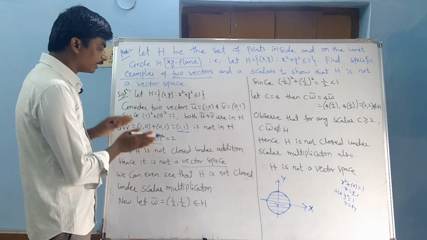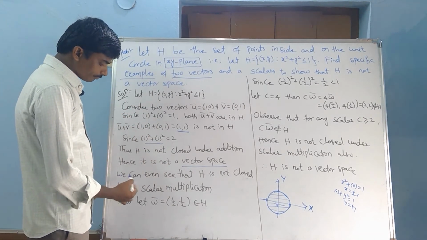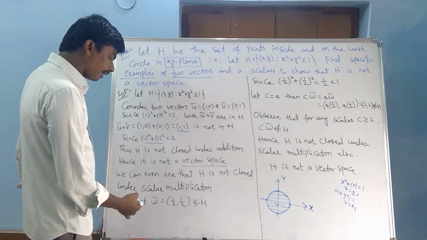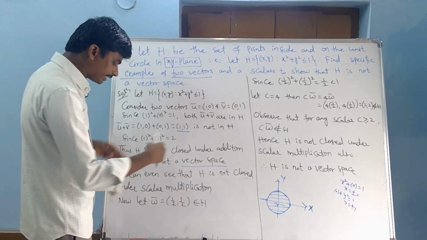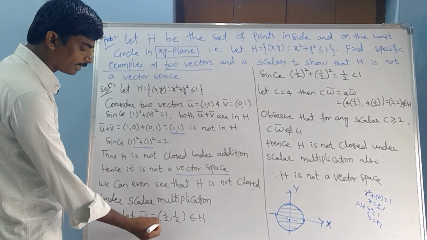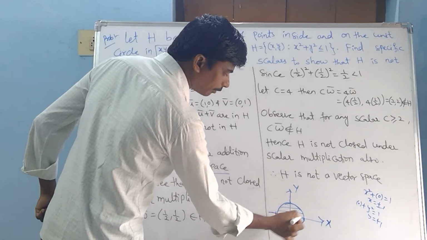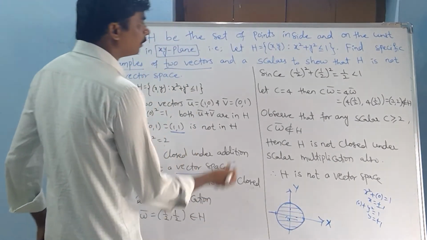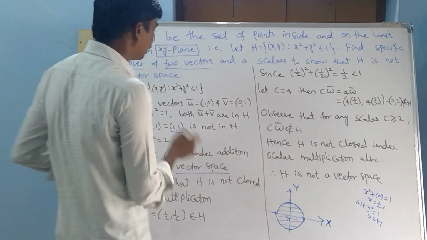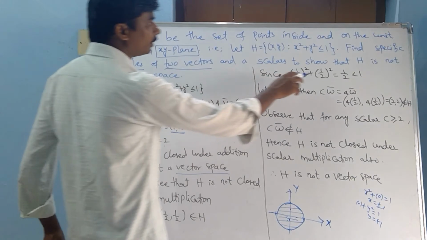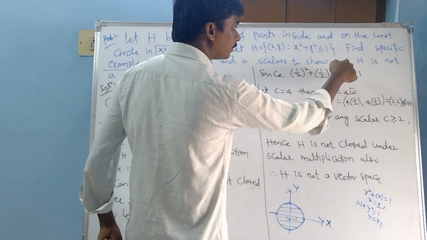Next, we are going to multiplication. We can even see that H is not closed under scalar multiplication. We will check here. Let W bar equal (1/2, 1/2), which belongs to H. It is inside the circle. Substituting these two values in x square plus y square, with x value 1/2 and y value 1/2, we get 1/2, so this is also inside the circle.